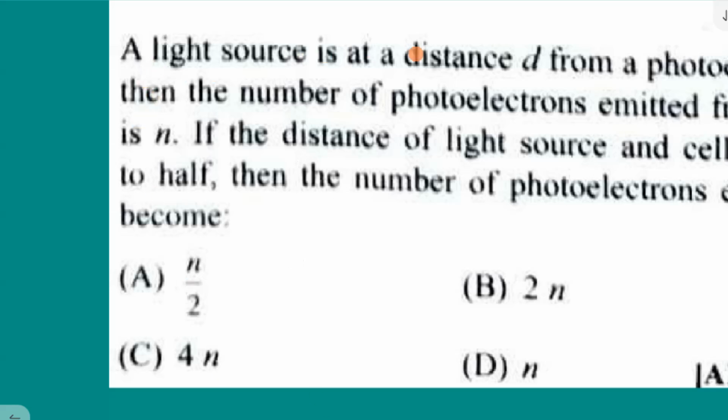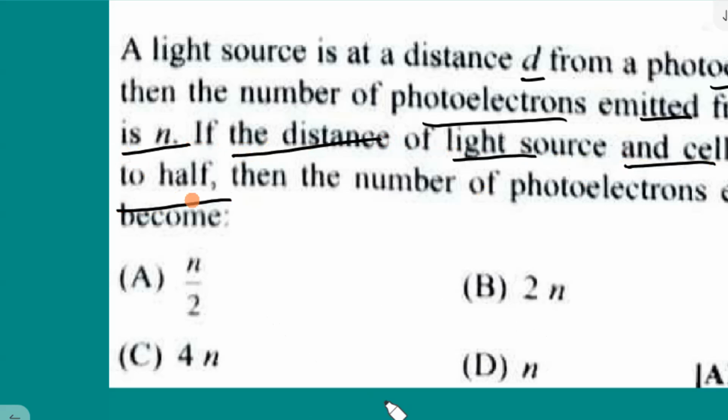Now, a light source is a distance d from the photoelectric cell. Then the number of photoelectrons emitted from the cell is n. If the distance of light source and the cell is reduced to half, the number of photoelectrons emitted will become. So it is mentioned that distance is reduced to half, and we know that number of photoelectrons emitted is proportional to intensity, and intensity is proportional to basically 1 by r square. So we can write that N1 by N2 will be equal to R2 by R1 whole square.